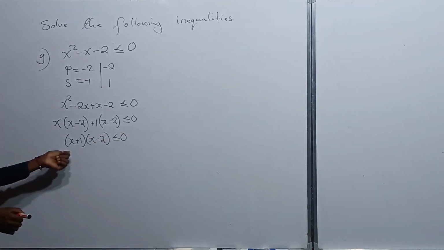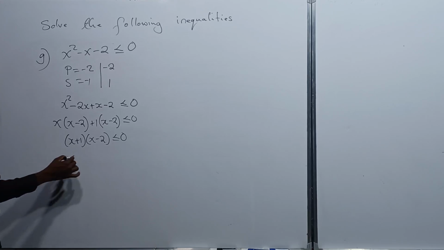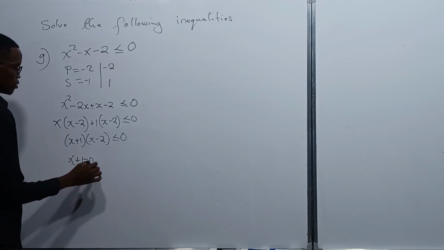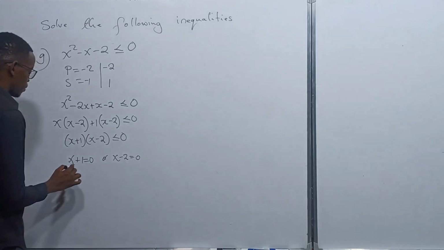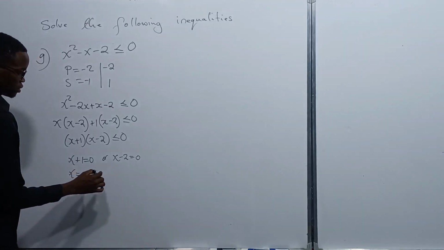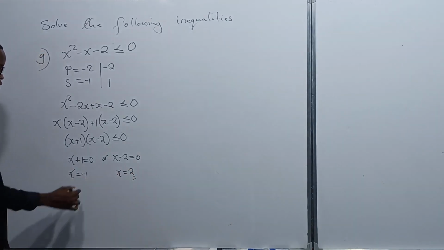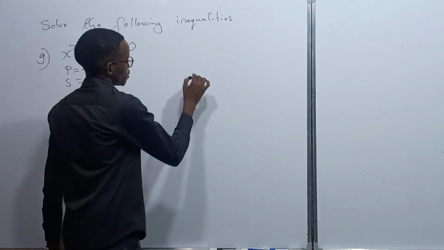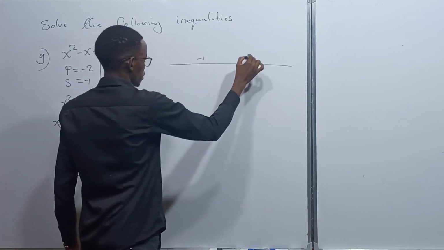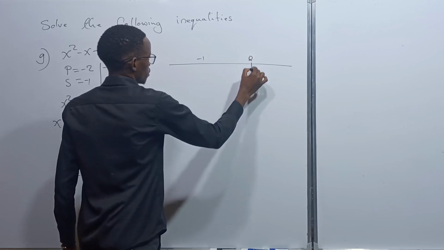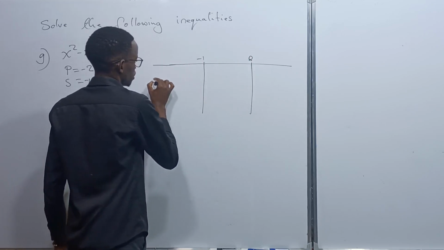We equate these factors to 0 so that we find our critical values. So x plus 1 is equal to 0, or x minus 2 is equal to 0. There we have x equal to -1 or x equal to 2. We put these values on the number line. We draw the number line, and we get -1 and we get 2.